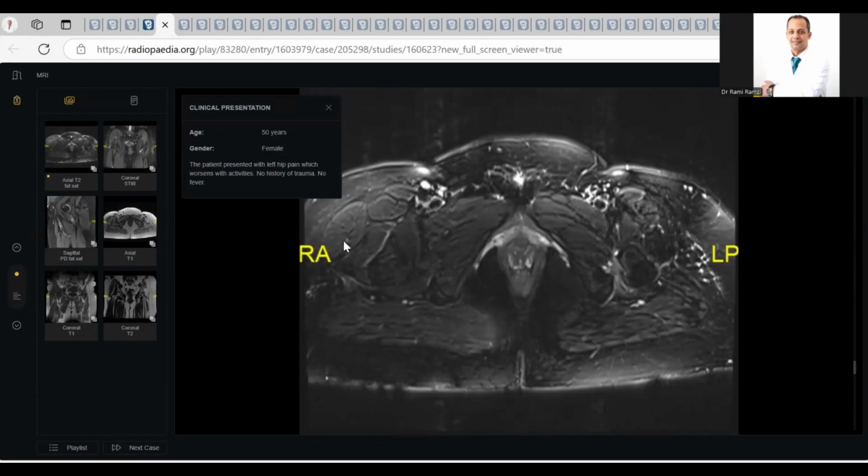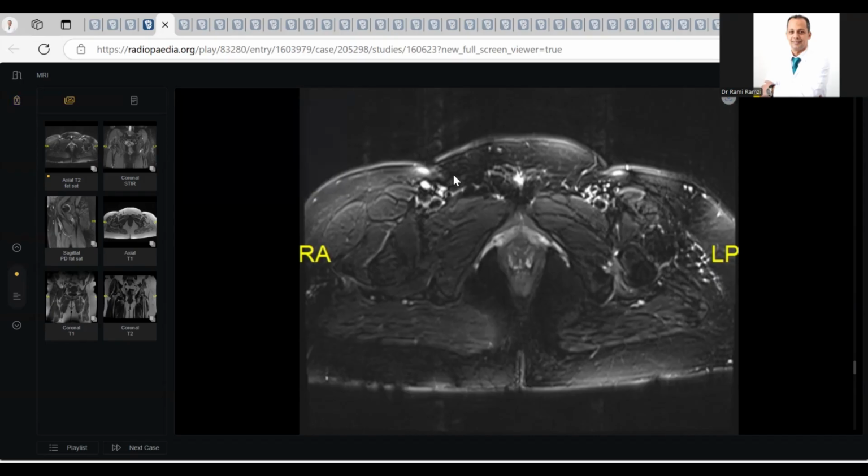50 years old female patient presented with left hip pain, worsened with activities. Okay.